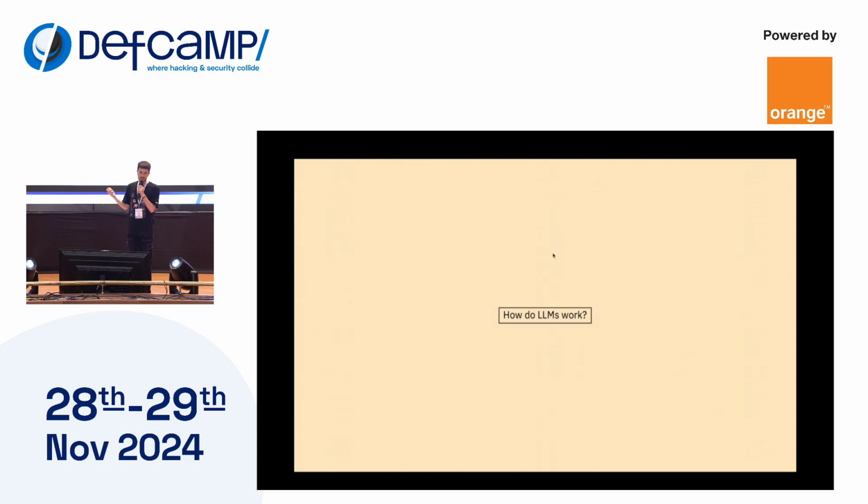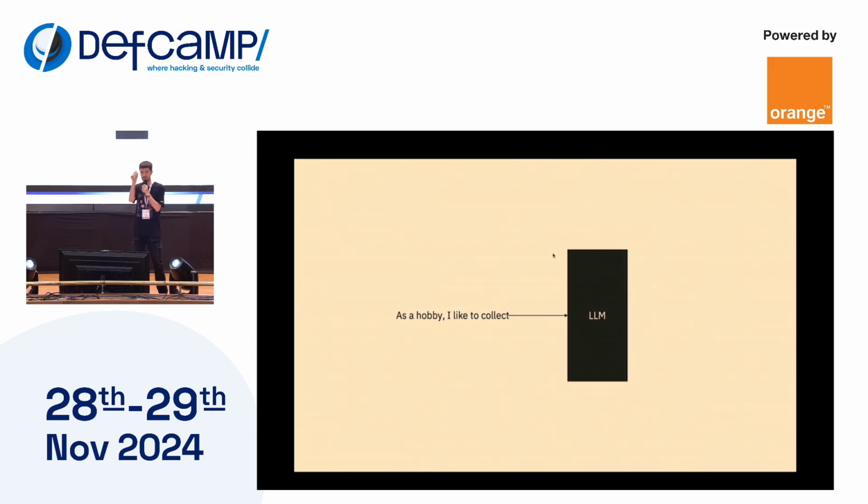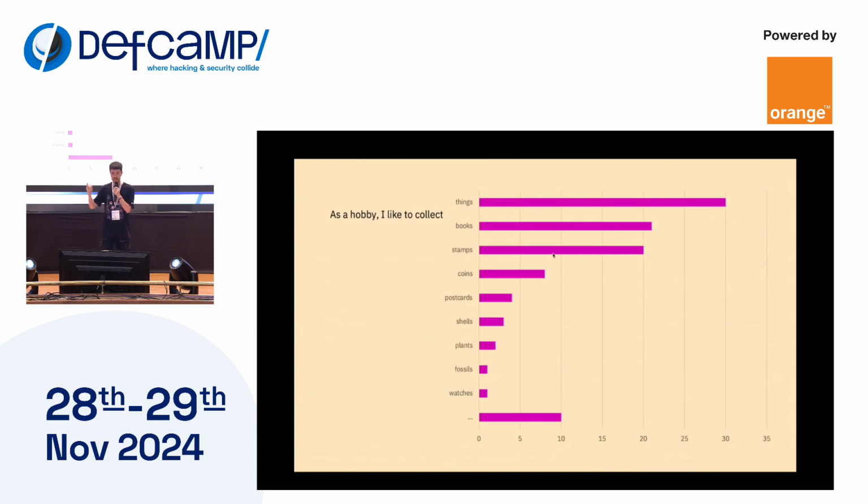We need to understand how LLMs work, but I'll just give you a very short point on that, really super short. For the purposes of this presentation, they are just statistical models that complete sentences. So, as a hobby, I like to collect something. I give this to an LLM, and what I'm going to get is a probability distribution. So as a hobby, I like to collect things with 30% probability, books with 21% probability, etc.